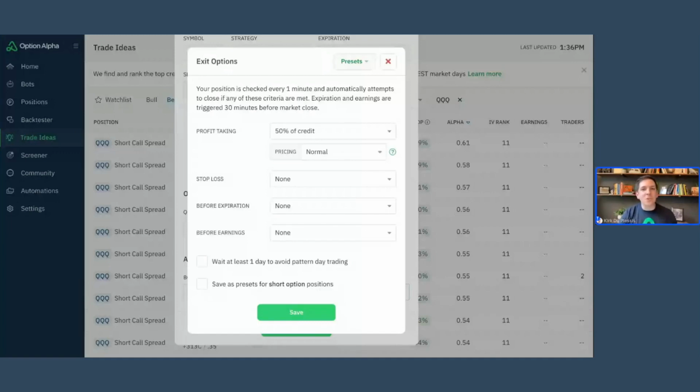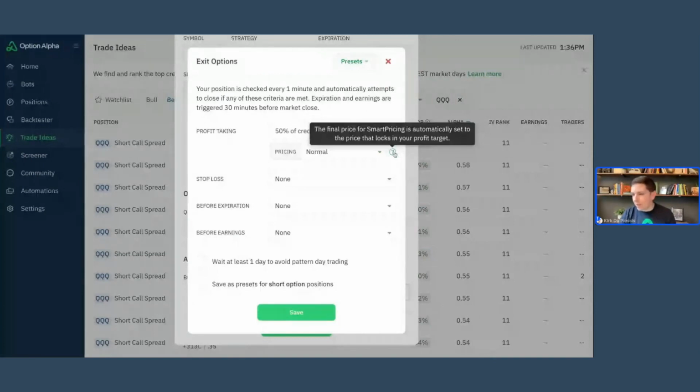Then exit options will start sending pricing to your broker to try and get you out at that profit-taking level or better. By the way, the profit-taking level automatically makes sure that it locks in your profit. That doesn't mean it's going to fill. It just means that it's going to try those orders that lock in that profit. And it'll keep trying over and over again if the conditions are still there, trying to get you out for a profit.